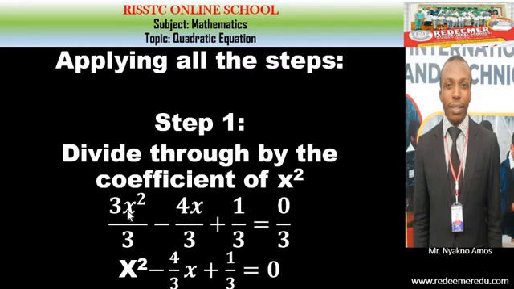So divide 3x squared by 3. Divide 4x by 3. Divide 1 by 3. Divide 0 by 3. Now after that, 3 will cancel out 3 and we are now left with x squared. Since 4 divided by 3 will give us a fraction, we now have minus 4 over 3 x, then plus 1 all over 3 and is equal to 0.